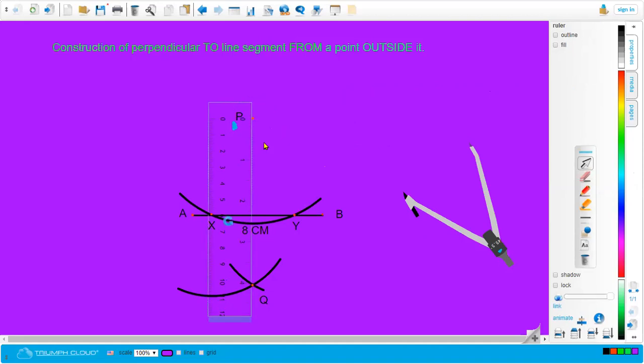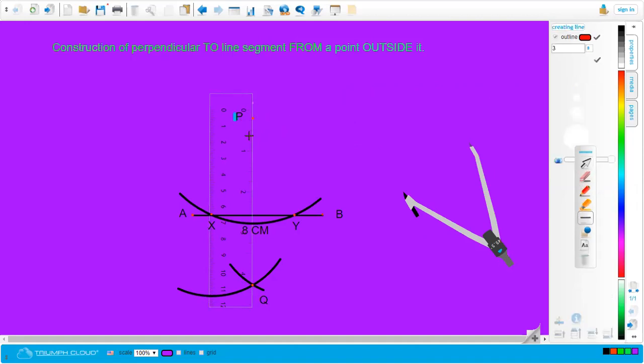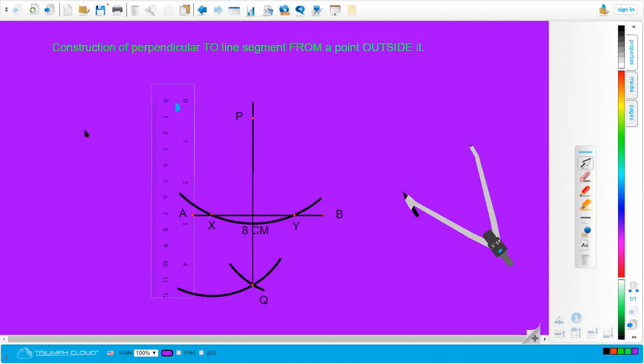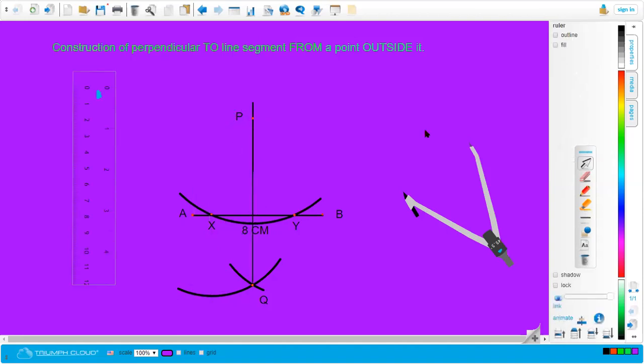Let's connect. Just connecting these 2 points very straightly. The line should be very straight. Here we have connected these 2 points very straightly. The points P and Q are connected by a line, and this line PQ should be perpendicular on this line segment AB.